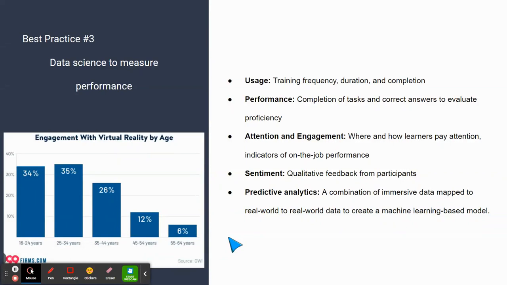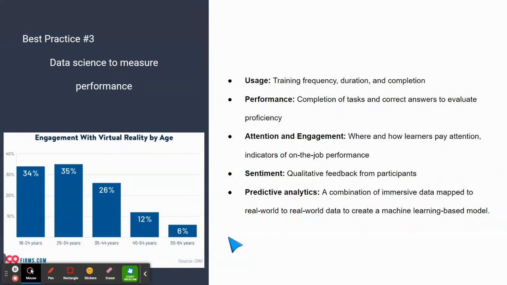Attention and engagement: where and how the learners pay attention, indicators of on-the-job performance. And then sentiment, qualitative feedback from participants. So you would just ask them afterwards, hey, how did this VR experience help you with the job training or the situation that you might be in with your job, or in learning the task or skill that they were trying to perform?